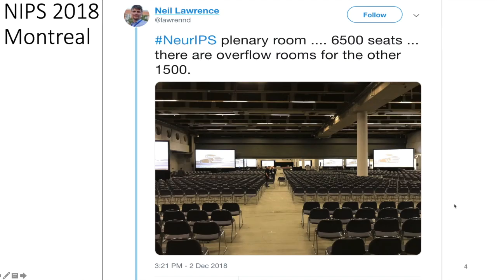This is a tweet of a colleague of mine from last month, when we were in Montreal. Just look at how huge the plenary room was. You couldn't actually see the speaker; it was in perspective, so you'd need binoculars or something. Even this room was getting full, so if you were late by 5 minutes, we couldn't enter the room. At some point, some of the sessions were overflowing.